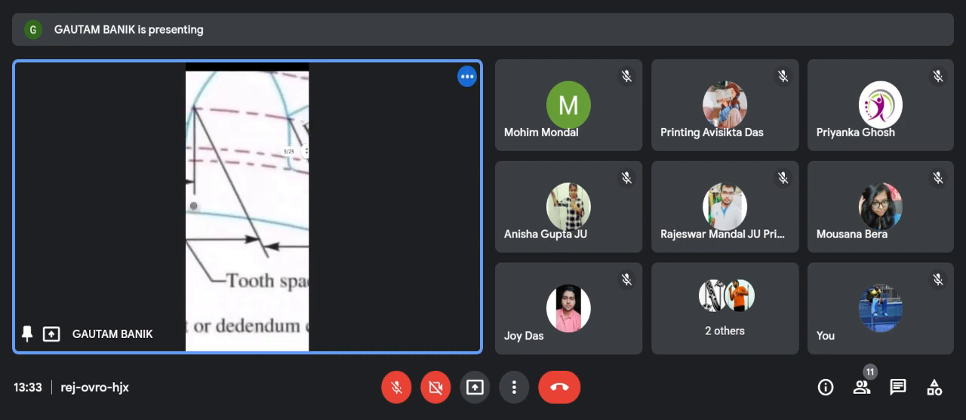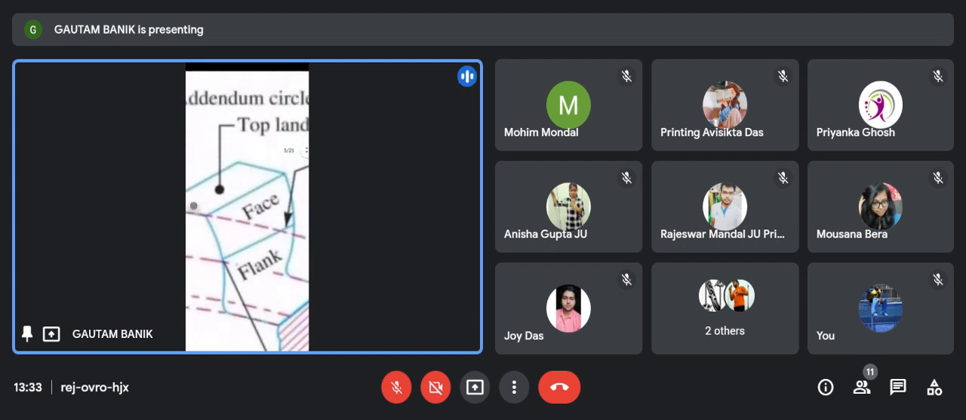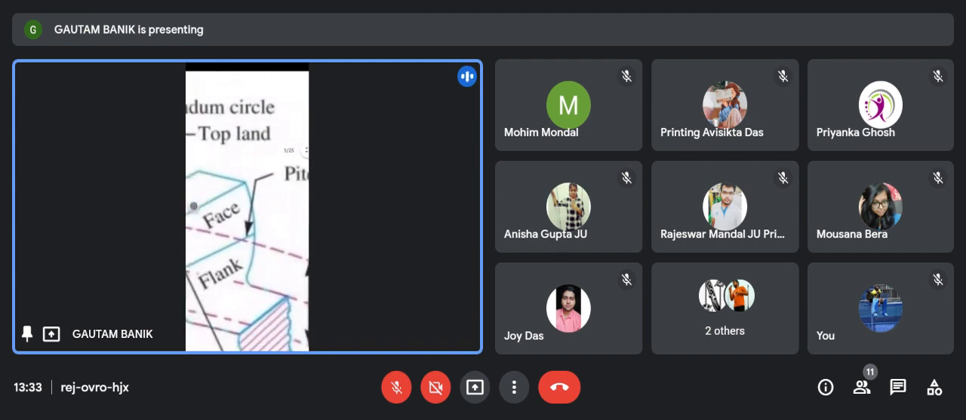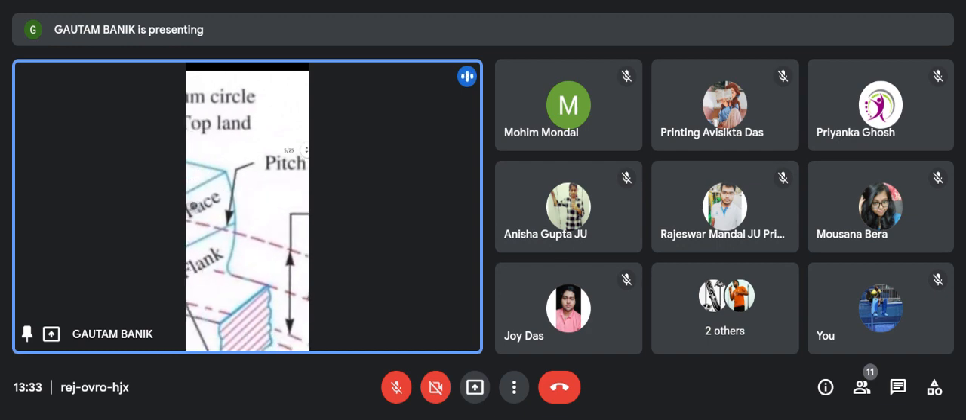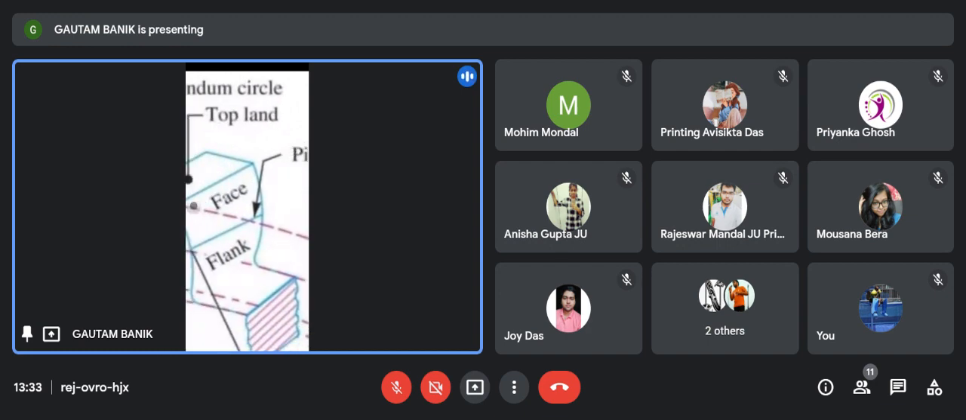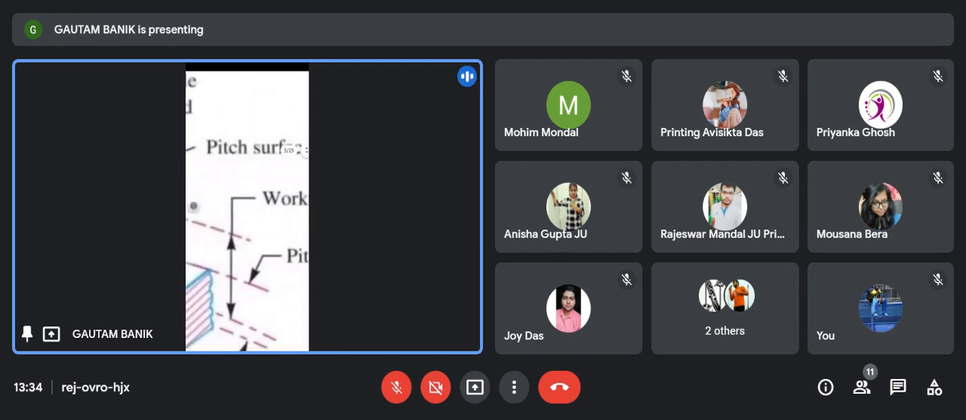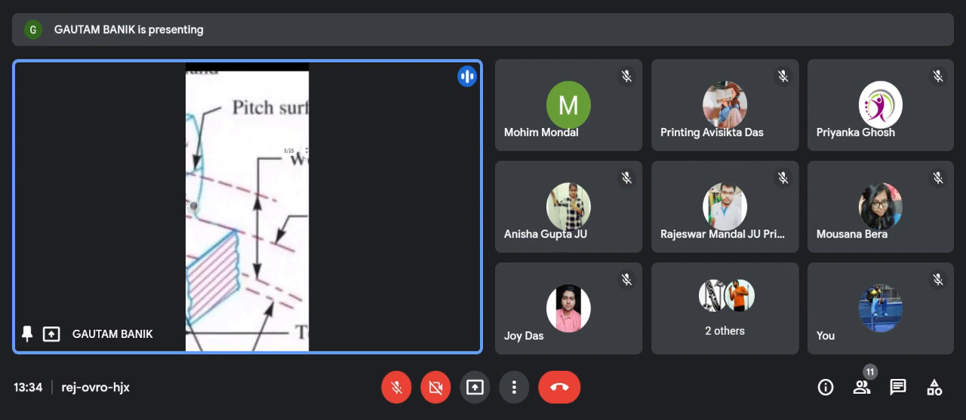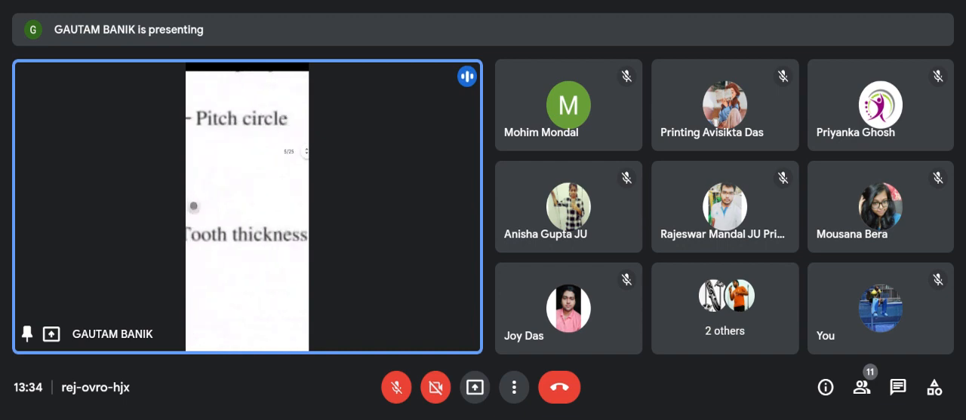Now, gear tooth space, tooth thickness and width of the gear is the top length. This is showing the top length and face width, or width of the gear, and the pitch surface. This is called the pitch surface. This is the line intersecting the pitch circle and the straight line. It is called the pitch surface element. And the total working depth is the addendum plus dedendum of the gear. And this is the pitch circle, tooth thickness, etc.